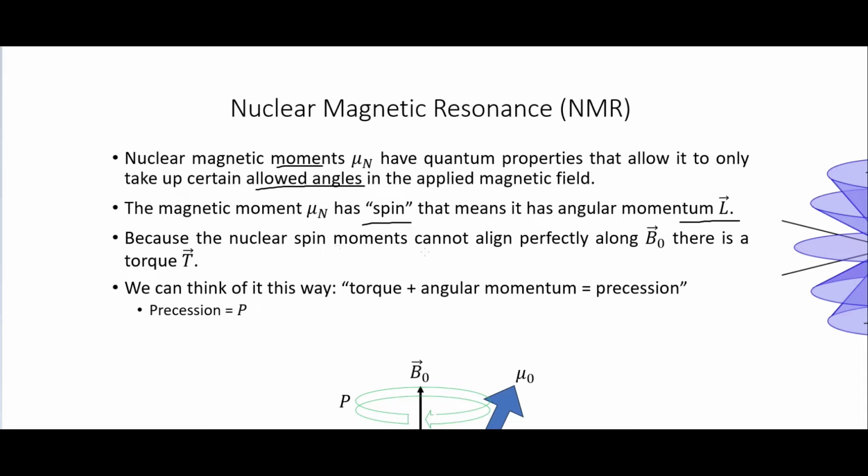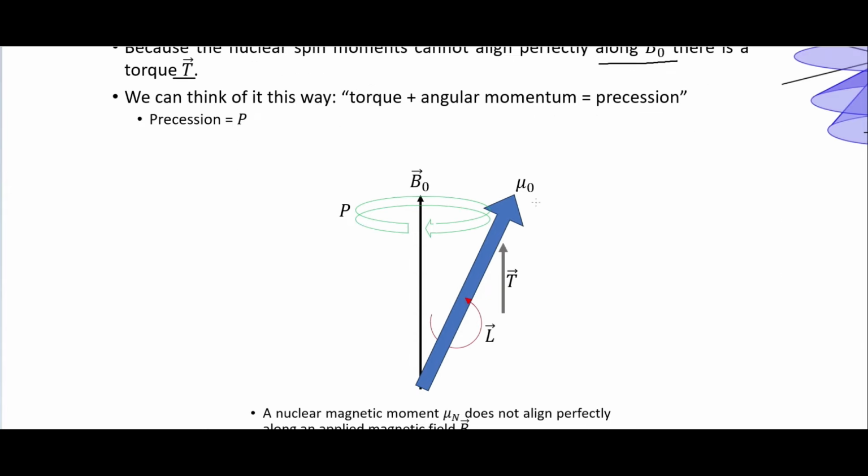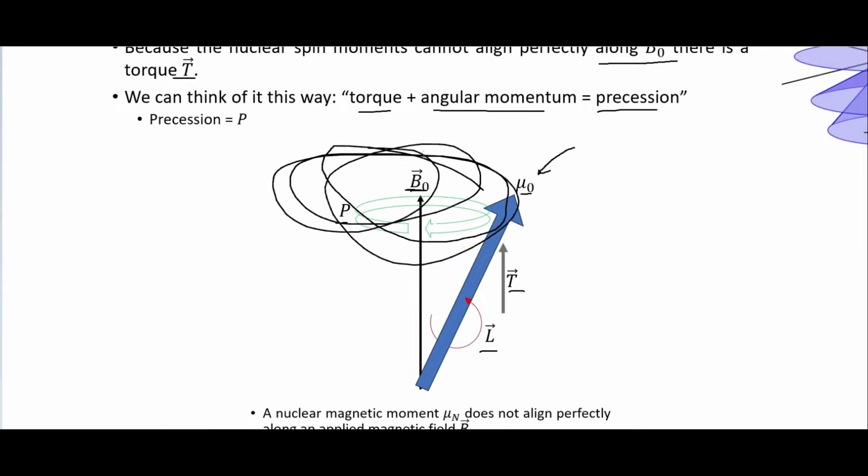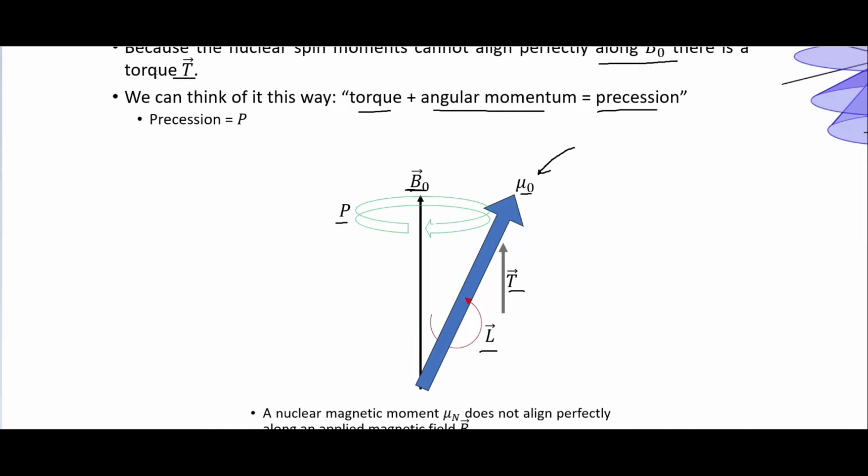And because the nuclear spin moments cannot align perfectly along the magnetic field, because that would violate the Heisenberg uncertainty principle, there is therefore a torque on it. And so we can think of it this way. We have our magnetic moment here. We are applying this magnetic field. And so there is this angular momentum here that gives us a torque. And when we have this torque plus angular momentum, we get what is called a precession, which we denote by this P here. That means that this angular momentum and this torque is causing our magnetic moment to spin around this magnetic field here. So it's constantly spinning around in what is called the Larmor precession.